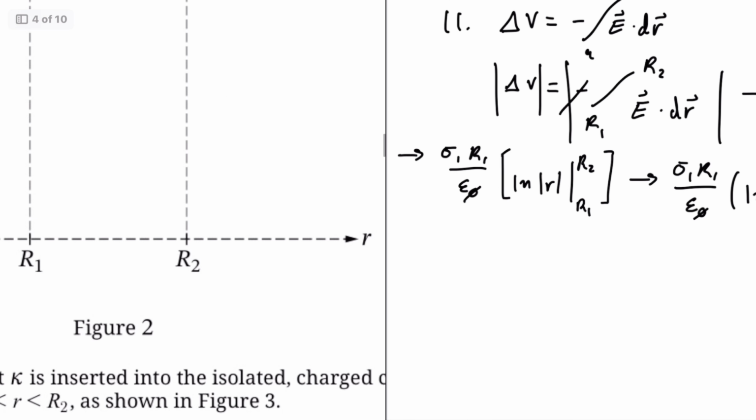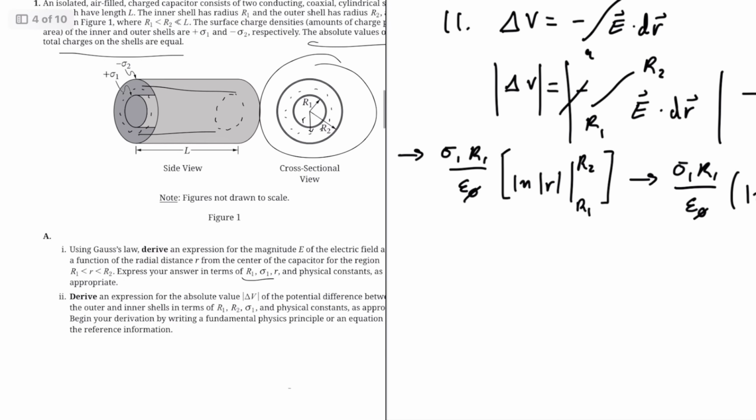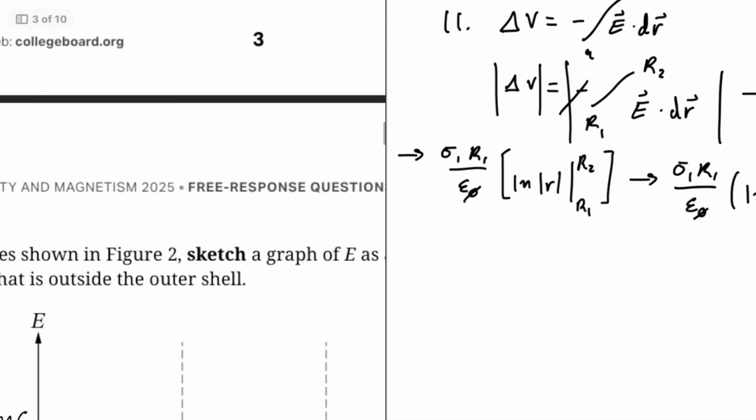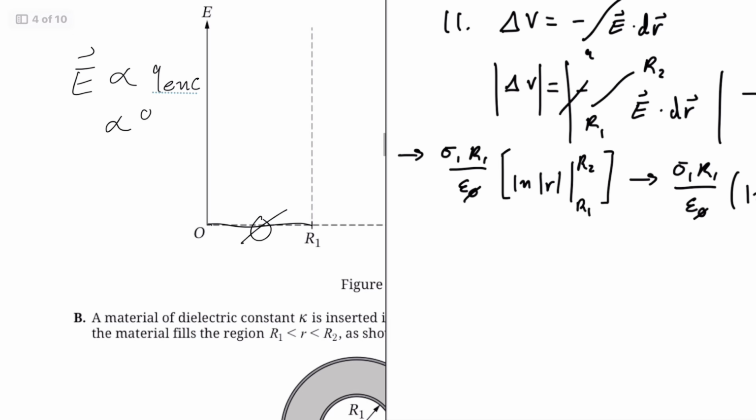Okay, so that means this has to be 0, so I'll write 0 there. And this also has to be 0, right? Because I'm enclosing no charge when my R is here and when my R is out there, the electric field has to be 0. But in between, we derived that expression where the electric field was proportional to sigma 1 R1 over R epsilon naught.